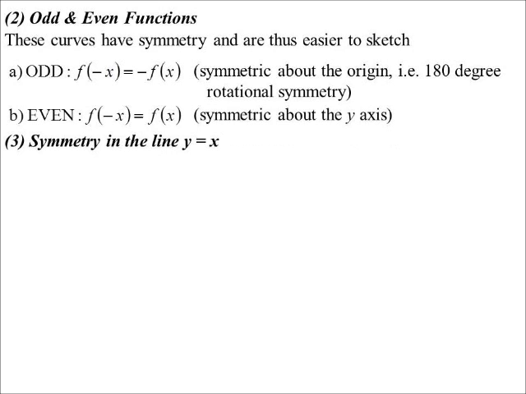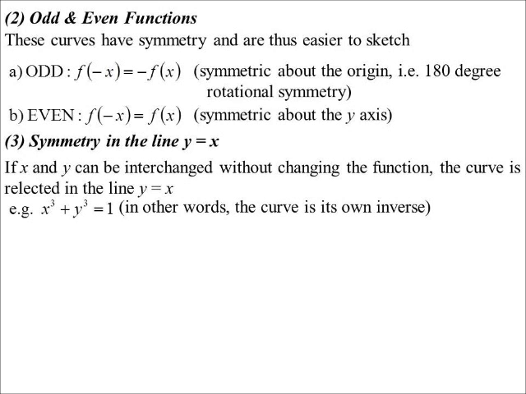We talked a little bit about this when we were looking at inverse functions, but not a lot. Symmetry in the line y equals x. How you recognise it is if you swap the x and the y's and you get exactly the same curve, then it must be symmetric about y equals x. It is its own inverse, if you like. Remember we said inverses were reflected in y equals x? So a curve, if it's its own inverse, then it must be symmetric.